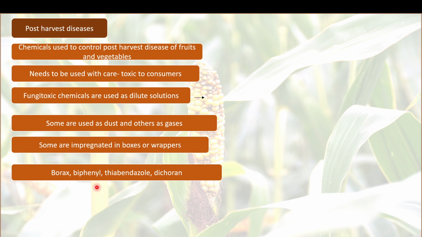So chemicals like borax, biphenyl, thiabendazole, dicloran can be used. So whatever fungitoxic chemicals are used as diluted solutions, your fruits and vegetables are dipped in that for some time, and then removed, packed and sent to you.